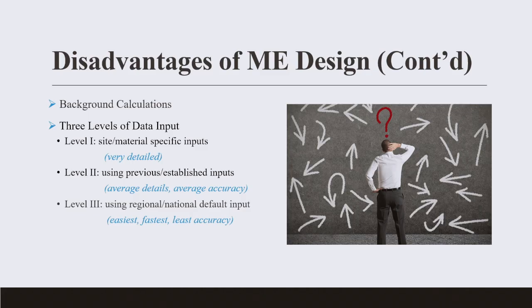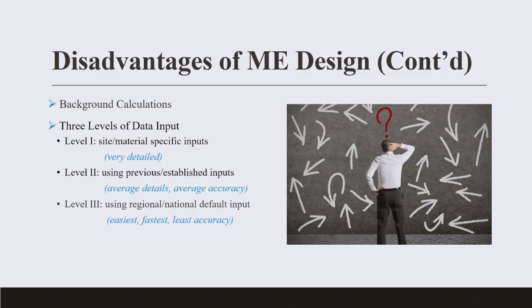So generally, there are 3 levels of data inputs: level 1, level 2, and level 3. When we say level 1, we have what we call the site or material specific inputs. That is very detailed. So here at the design stage, you are picking this road, the aggregates, you know that site specific, where you are getting your aggregate from. Everything about your design is based on what you are going to use. I don't know whether you get me.